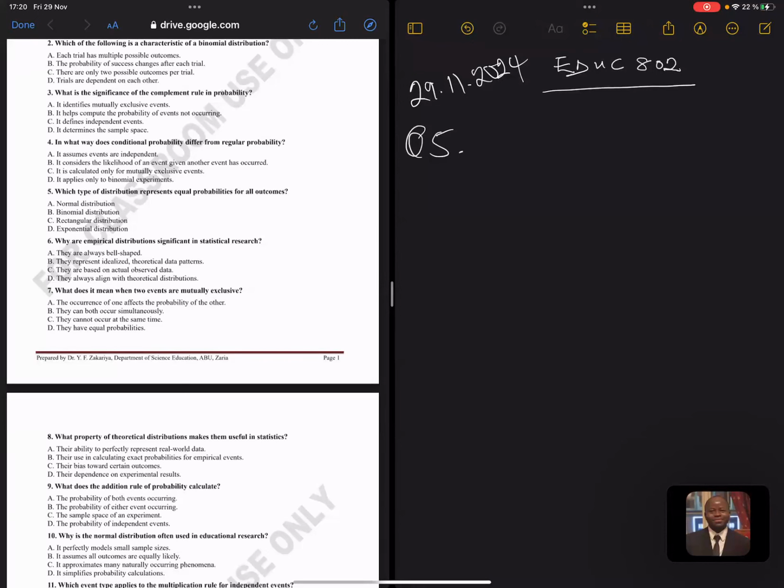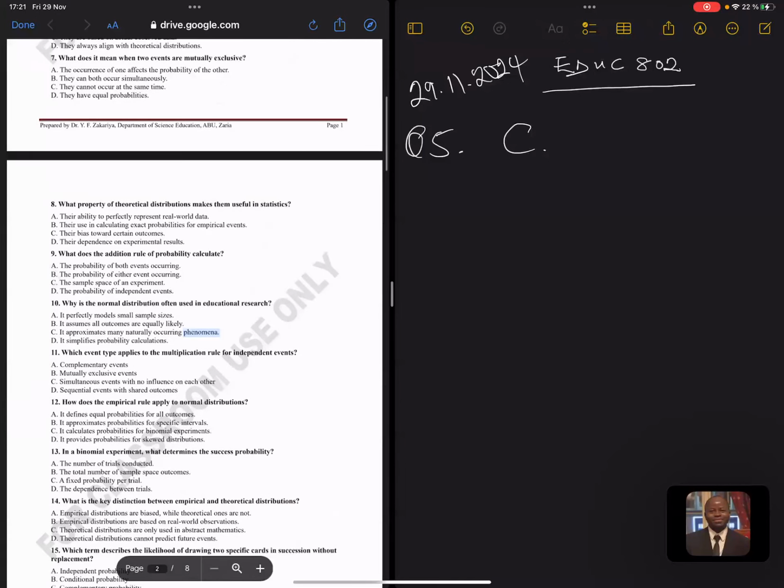Rectangular. Yes, rectangular, sir. The answer is C. And that is correct. Remember when we talk about distributions, we started with the rectangular distribution where you have equal probabilities for each of the events. So the type of distribution that represents equal probabilities for all outcomes is what we call the rectangular distribution.